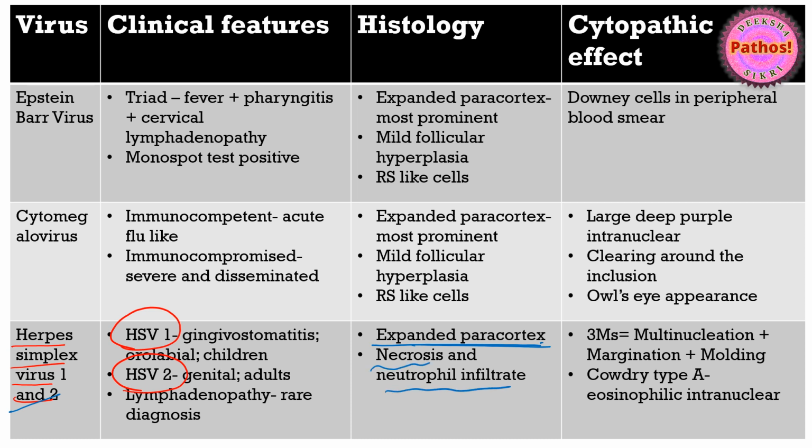Now, the three most important features of a cytopathic effect of HSV is what we call 3 M's. You will see this whether you do histo, you will see this whether you do cyto. Suppose you are looking at a pap smear from a patient with HSV, you'll see these same features. So these features are very important and very significant to identify HSV infection. You can also get Cowdry type A eosinophilic intranuclear inclusions, but let's focus a little more on the 3 M's.